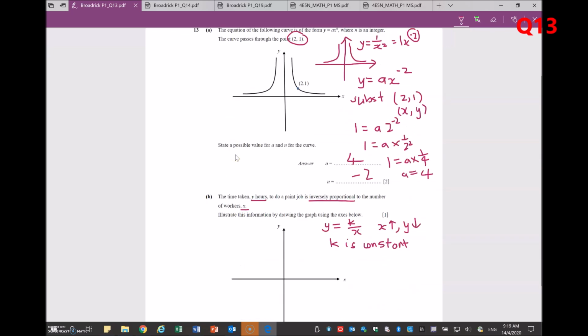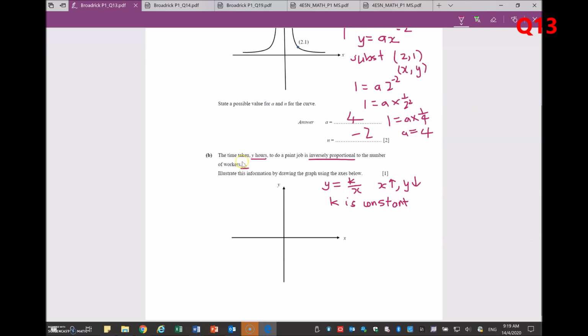Now let's look at question 13b. You are told that the time taken, which is y hours, to do a paint job is inversely proportional to the number of workers. So what is the meaning of inversely proportional? It means that as the number of workers increases, the time taken to do the same job actually decreases because you have more helpers now. So this is what it means by inversely proportional.